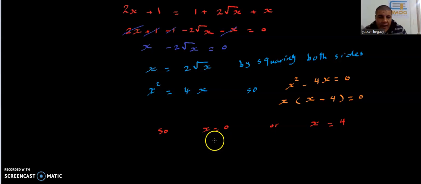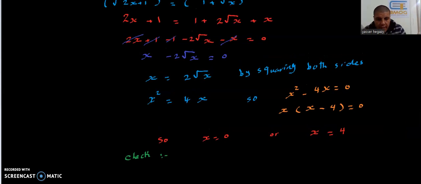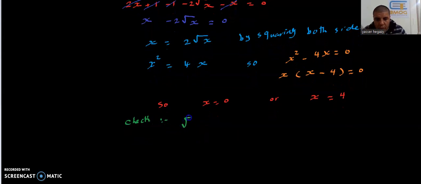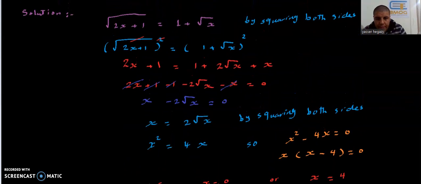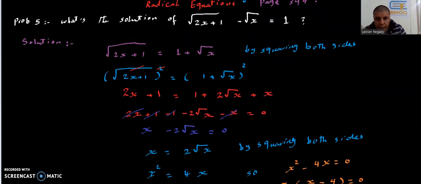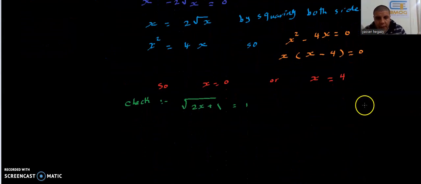So now we have the values of x, but I don't know if my answer is correct or not, so you must check your answers. Okay, so when x is equal to 0, the equation is the square root of 2x plus 1 is equal to 1 plus the square root of x. Substitute when x equals 0.